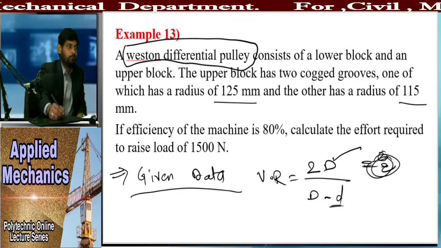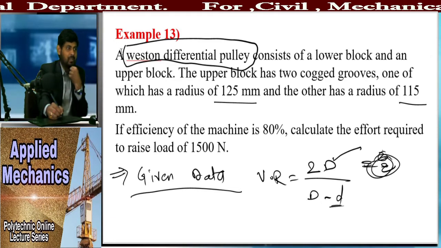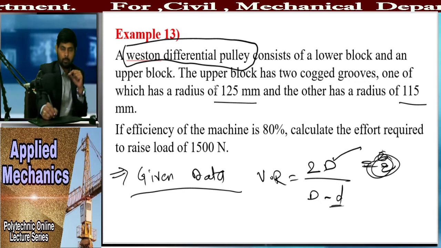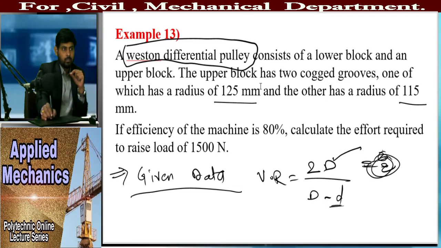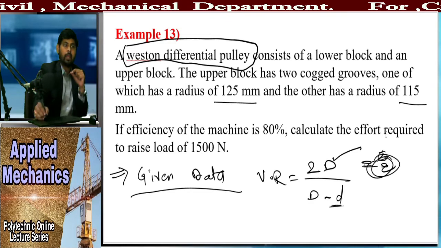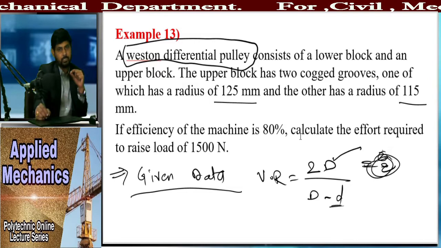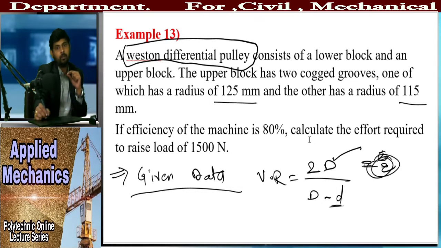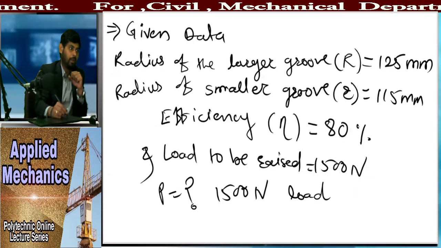So see here, the problem: a Weston's differential pulley consists of a lower block and an upper block. The upper block has two rope grooves, one of which has a radius of 125 mm and the other 115 mm. If the efficiency of the machine is 80%, calculate the effort required to raise a load of 1500 Newton. So for this we have to find out the given data.